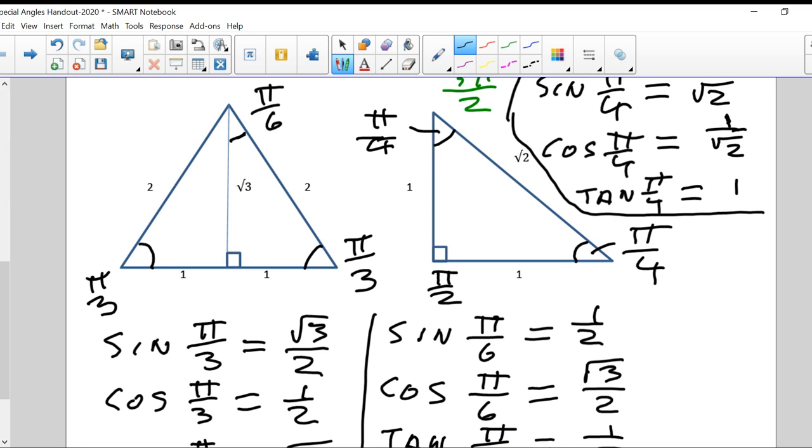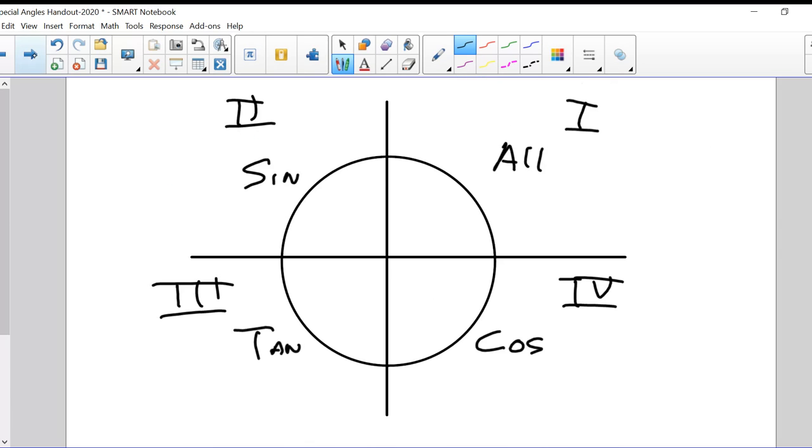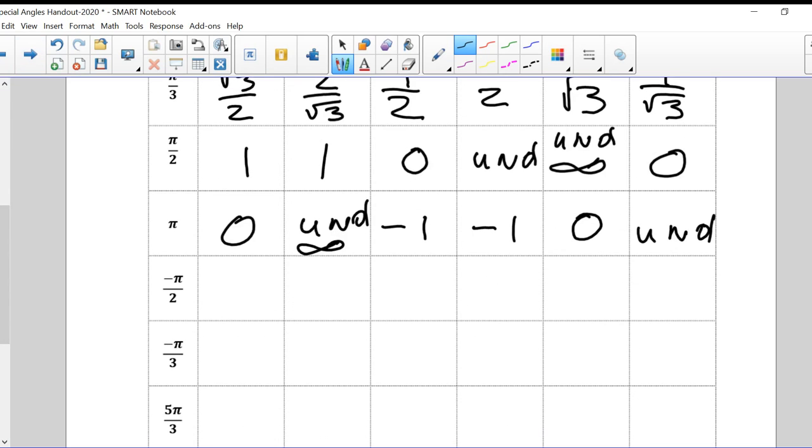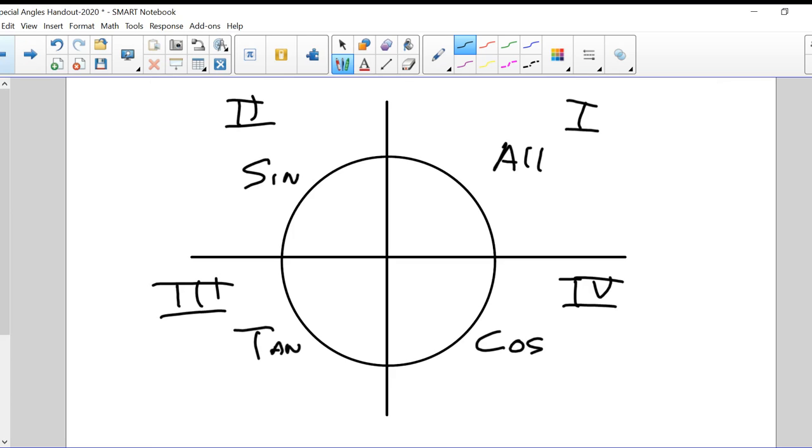But what happens if we get to an angle, such as in the table, 5 pi over 3? What am I supposed to do with that? How am I supposed to give a special angle for that? Well, we're going to find out right now. 5 pi over 3, we need to figure out where that angle is. That's the big challenging thing about it. Which quadrant is that angle in?